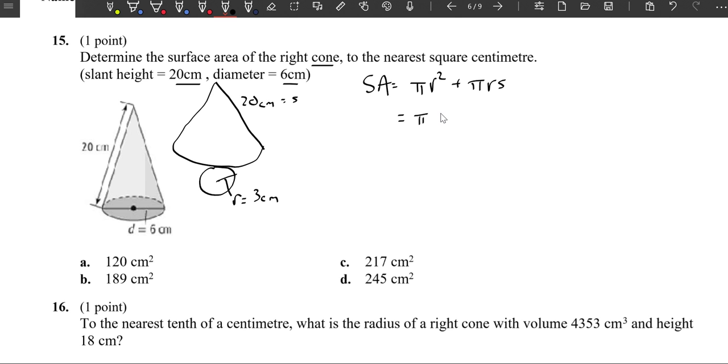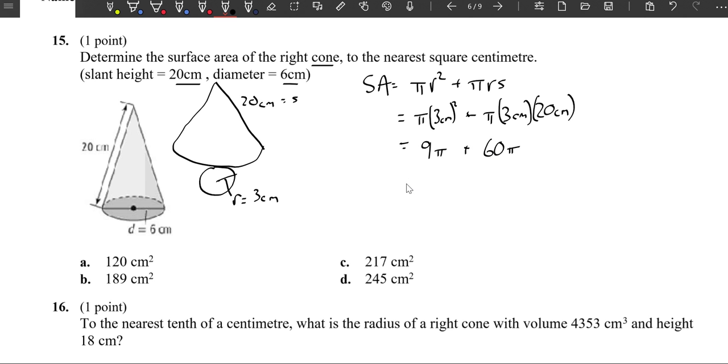So that's pi times 3 centimeters squared plus pi times 3 centimeters times our slant height of 20 centimeters. So 3 squared is 9. 9 times pi is 28.26. I'll just write out here 9 pi. And here 3 times 20 is 60 pi.